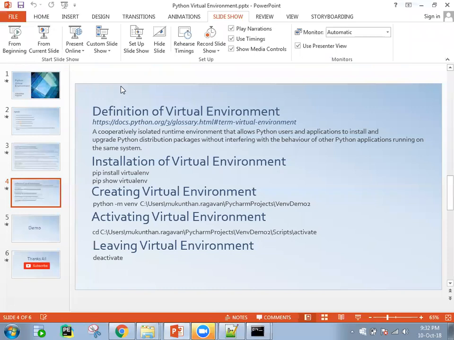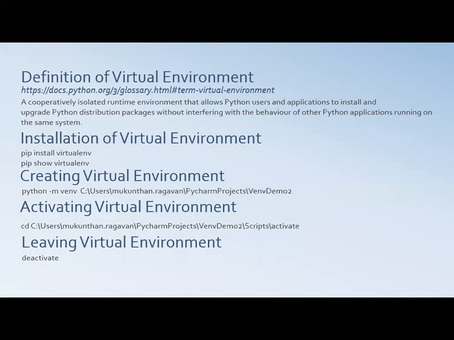So what are the things we have seen? We saw the definition of virtual environment and installation of virtual environment, which is a simple command, pip install virtualenv. Then we saw how to create the virtual environment folder structure in different areas. Then we saw how to activate it and install packages particularly for that environment, and how to come out from the virtual environment also. And we have compared the virtual environment and the default Python library.